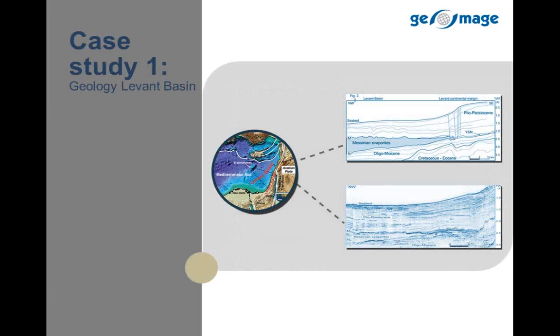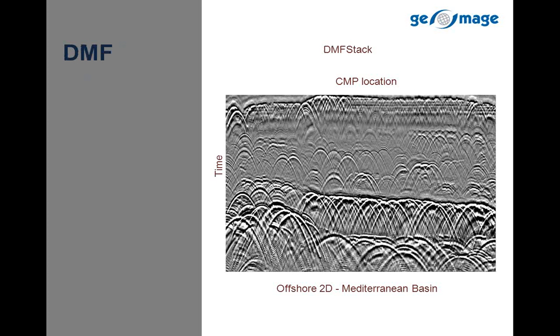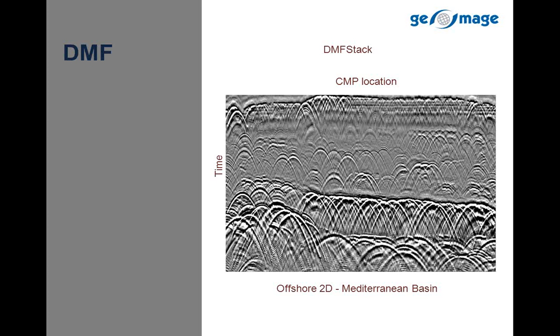Now I show you examples for real data. One is a simple 2D line from the Mediterranean. This is the conventional stack, and this is the diffraction imaging, the multifocusing diffraction stack. You see that this was obtained from the same prestack data. One time we see the reflective component of the wave field, the other time the diffractive component of the wave field.